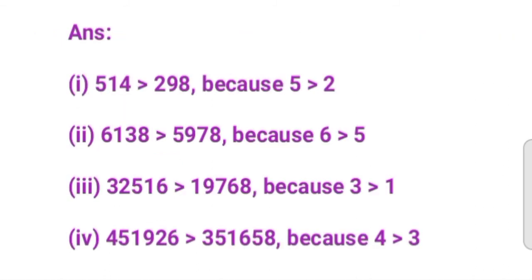So the answer is given here. The first number 51514 is greater than 298 because 5 is greater than 2. So we have taken 5 and 2 and we compared it. So the explanation is given here.